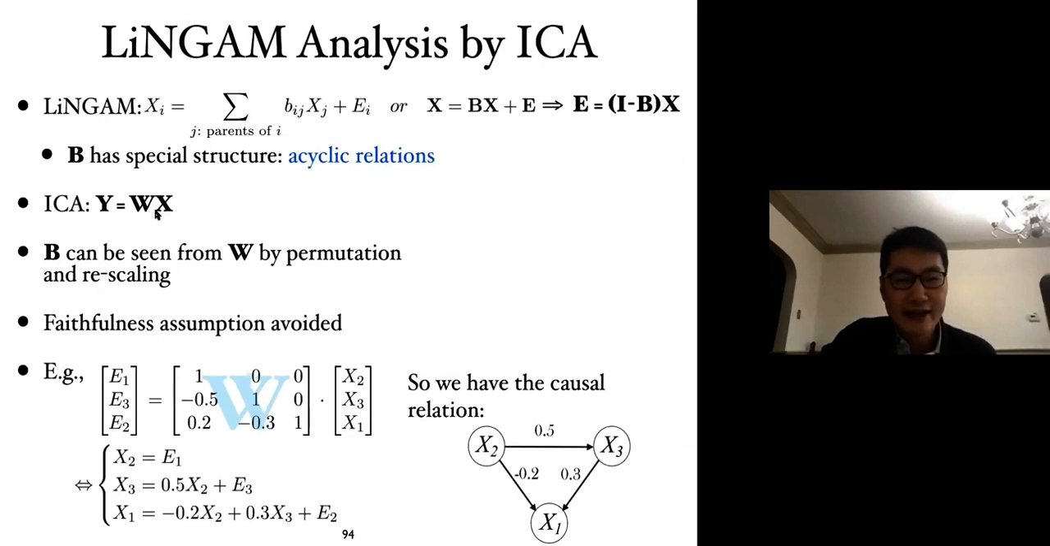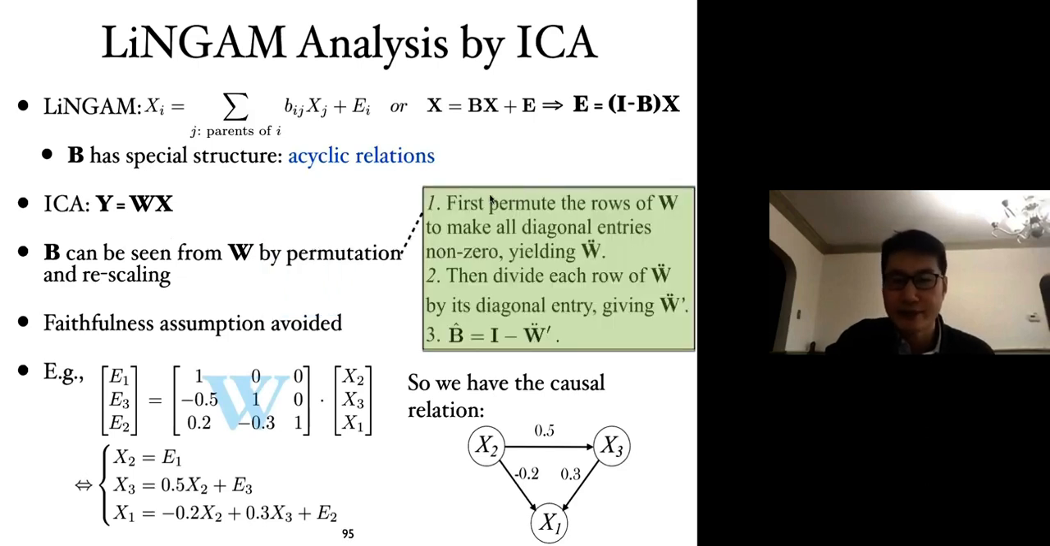And ICA applies a linear transformation to the given observed random variables xi in the random vector x. We apply linear transformation W to make the outputs, the components of Y, independent. So both of them aim to produce independent components, and both of them use linear transformations. And then if you find W with ICA, with some specific operations, you can recover the information of B.